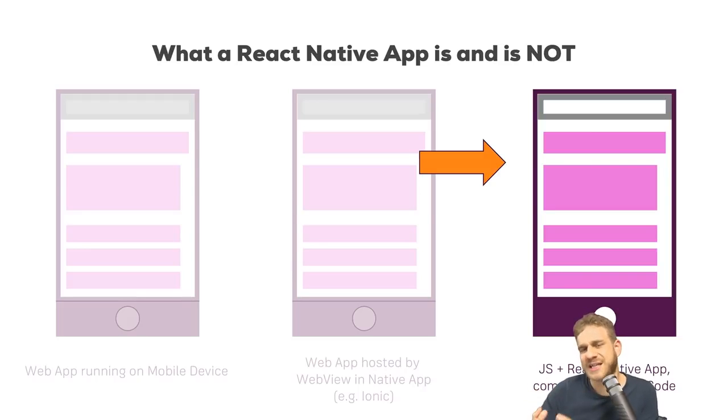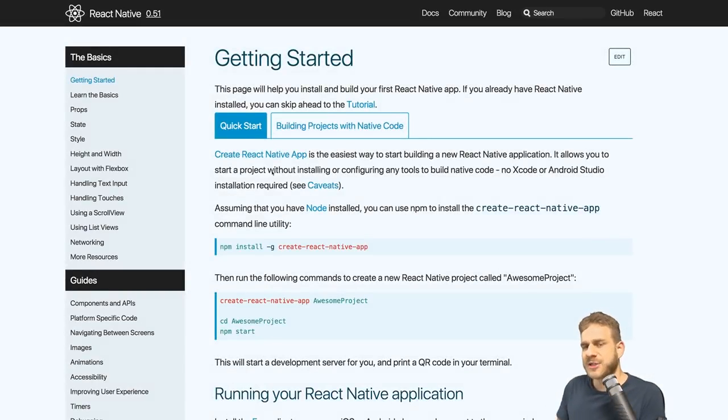So why don't we just get started and build our first React Native app? To get started with building React Native apps, I recommend the official docs, to which you can find a link in the video description. There's a getting started page, and for now we'll go with the quick start, though we'll soon go into a more elaborate project setup. But let's start with the quick start.